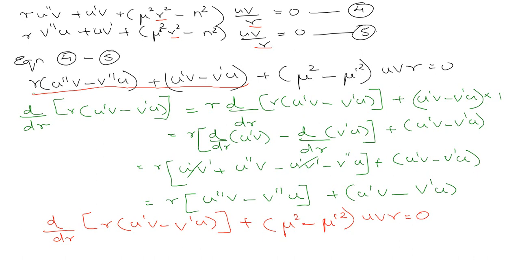Now we are going to subtract equation number 5 from equation number 4. From these two terms we can take r common, so we can write r into (u''v minus v''u). These two terms are written together, which is u'v minus v'u. Here it is v'u. Please correct it as v'u.